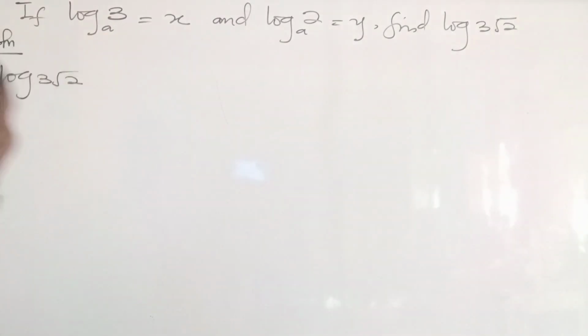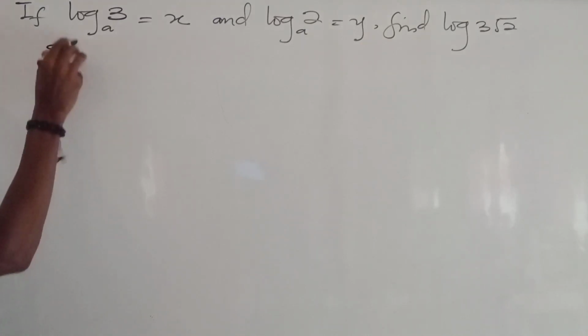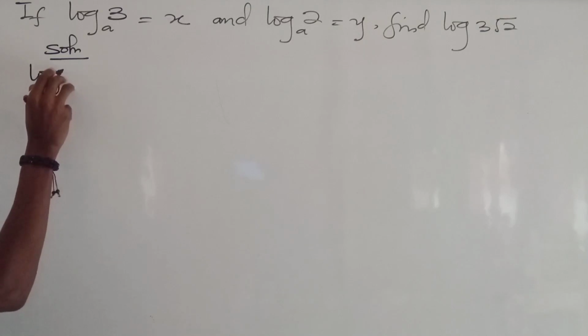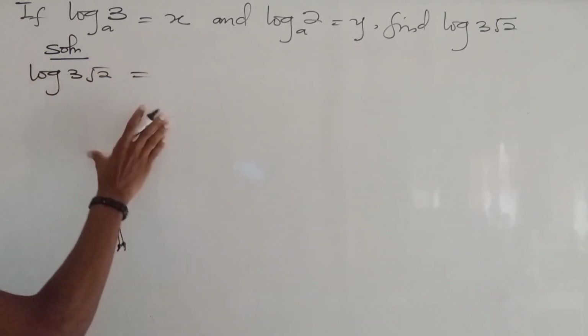I want to clean this one and write it well, so that you see it clearly. So let me write my solution. We have the log of 3 root 2, and we have to write down the expansion for it.